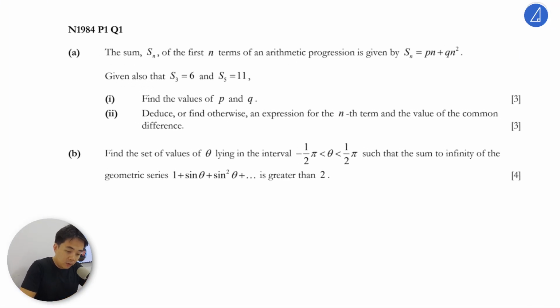Sn. So you should know S3 is 6, S5 is 11. Find the value of P and Q. Okay, this is not too bad lah. This one is just substitution, right?